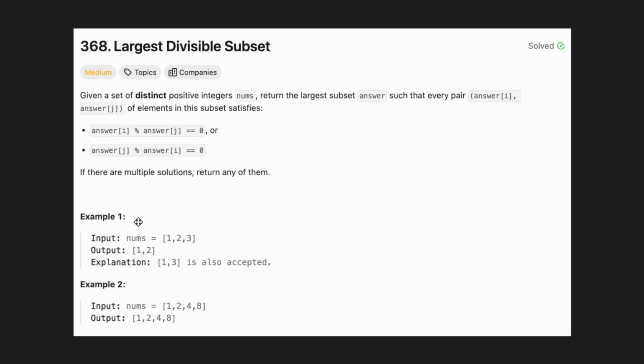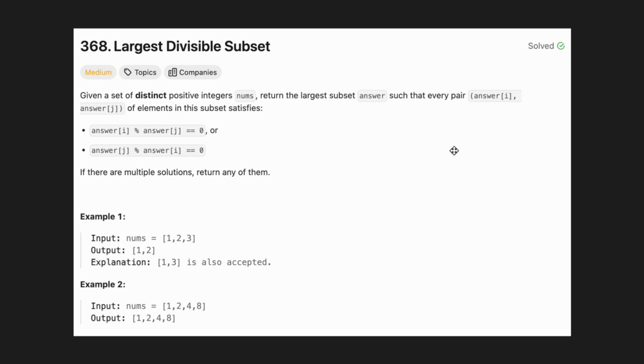So if we look at this example, the output is 1 and 2 because 2 can divide by 1, but we can also return 1 and 3 because 3 can divide by 1. So the longest subset that we have is a length of 2. And for this example, we can just return the whole array because for each of these pairs, one of the numbers can always divide into the other number. All numbers could divide by 1, 2 can divide by 1, and 4 and 8 can divide by 2. 4 can divide by 2 and 1, and 8 can divide by 4, and 8 can divide by all three of these, so that is why we can return the whole array.